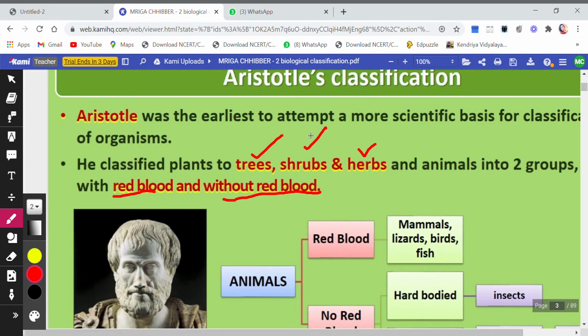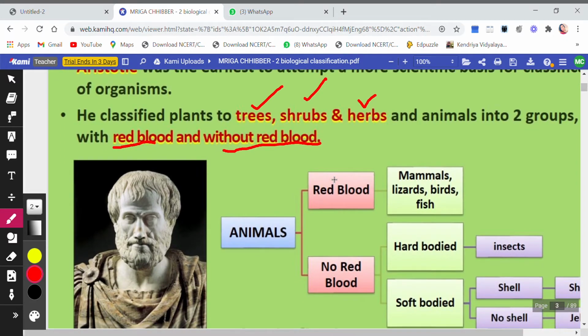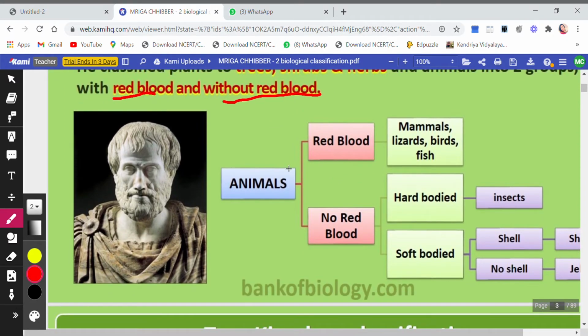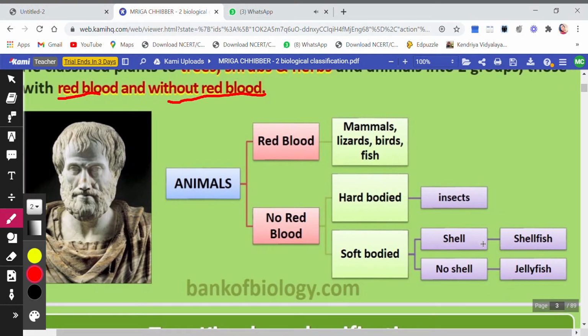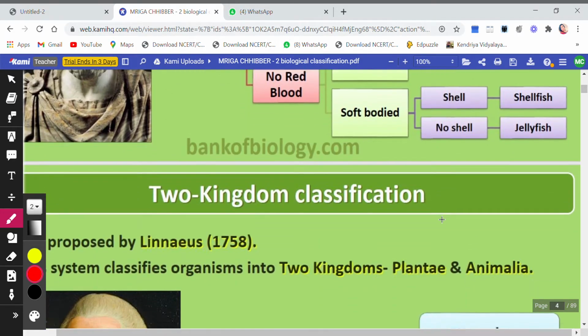So Aristotle took the basis as he classified plants into trees, shrubs, and herbs, and animals into red blood and without red blood, rather, I should say. So animals with red blood like mammals, lizards, birds, and fish, and no red blood are like hard bodies like insects, and soft bodies like those that have shell on their bodies. Even they classified: if they have shell, the example was shellfish, and if they do not have any shell, then it was jellyfish. So this was how animals were classified by Aristotle.